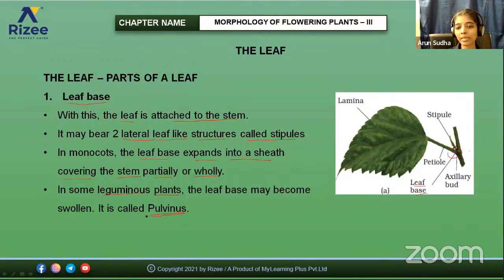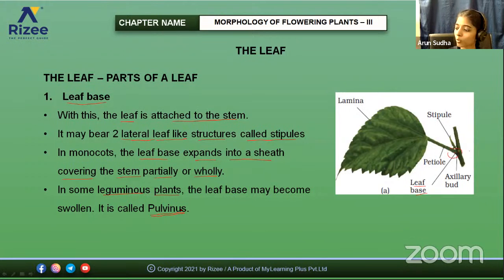So this is about the leaf base. What is the leaf base? With the help of this, the leaf is attached to the stem, and it may bear leaf-like appendages called the stipules. How does it exist in monocots and in leguminous plants? If you take the monocots, it expands into a sheath which covers the stem. But in some leguminous plants, the leaf base may become swollen, and that is called the pulvinus. So the leaf base differs in different types of plants, particularly in monocots and dicots.